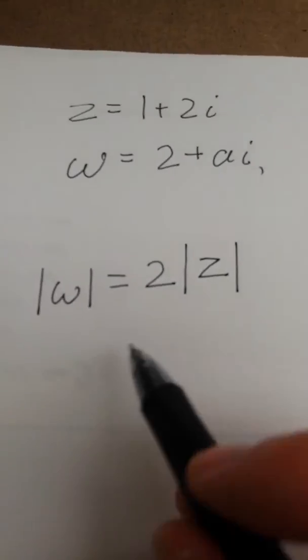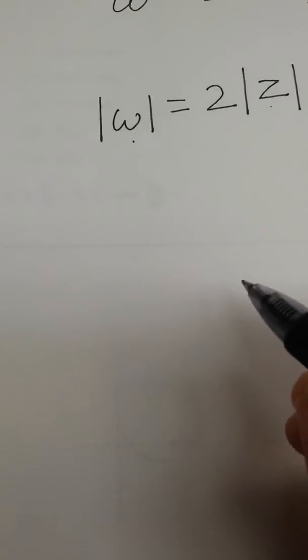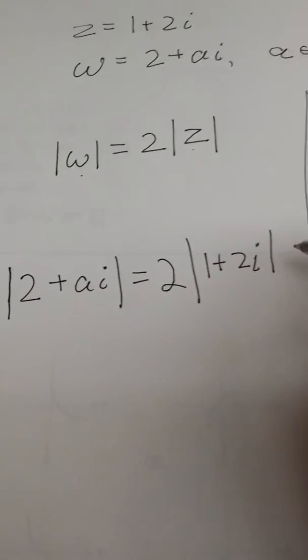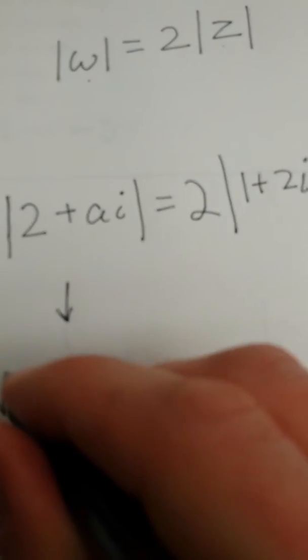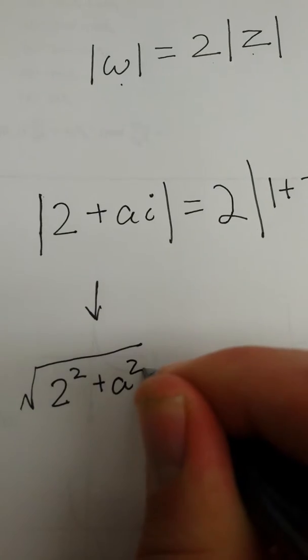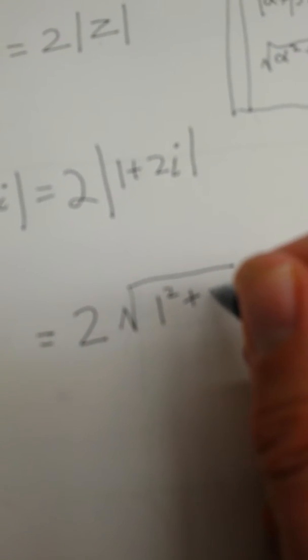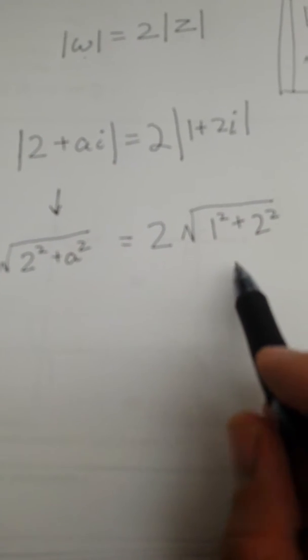Okay. So if the absolute value of w equals this, then what is a? Well, okay, so let's start at 2 plus ai, saying that this equals 2 times this, 1 plus 2i, right? Okay. So let's work these out individually, shall we? So this is the same as the square root of 2 squared plus a squared. And this is equal to 2 times the square root of 1 squared plus 2 squared. Okay. So far things are kind of making sense, I think. And I'm going to work this out.